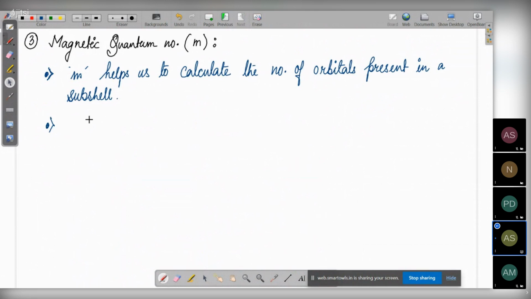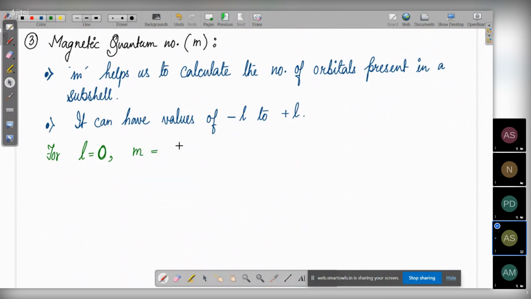So what can be the values of m? The values can be from minus l to plus l. So for l is equal to 0, if the value of l is 0, then what will be the value of m? The value of m can be minus 0 to plus 0. There is nothing called minus 0. It's simply 0.